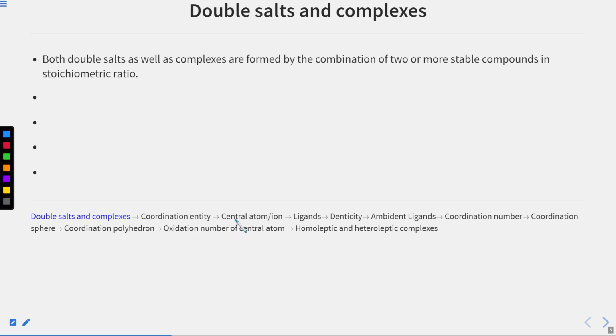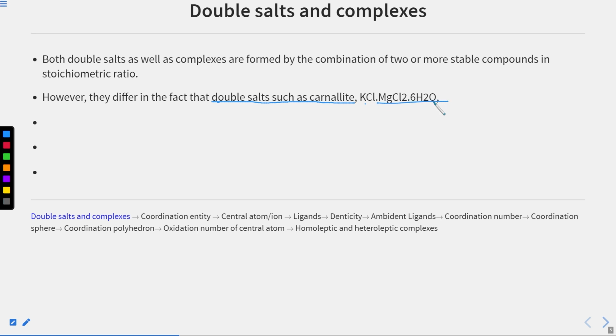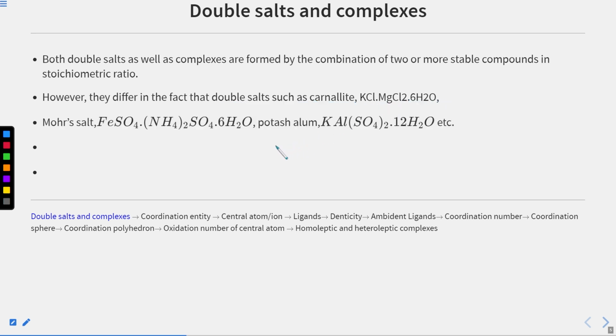If I talk about their formation, both double salts as well as complexes are formed by the combination of two or more stable compounds in stoichiometric ratio. But they are different in that double salts, such as carnallite, having the formula KCl.MgCl2.6H2O, Mohr's salt FeSO4.(NH4)2SO4.6H2O, and potash alum, which is K2SO4.Al2(SO4)3.24H2O, dissociate into simple ions completely when dissolved in water.